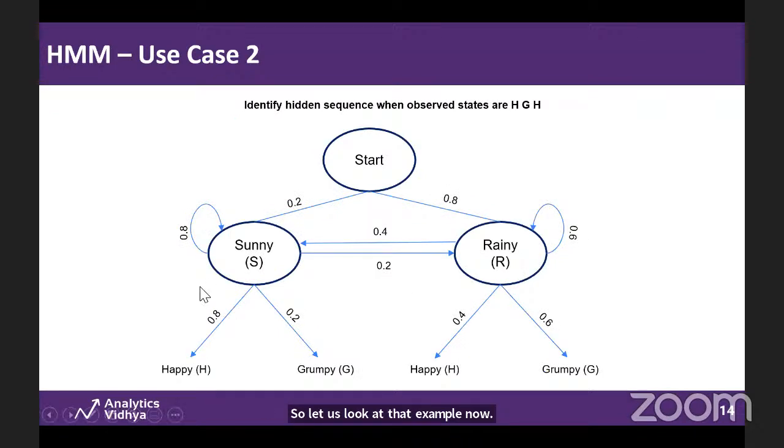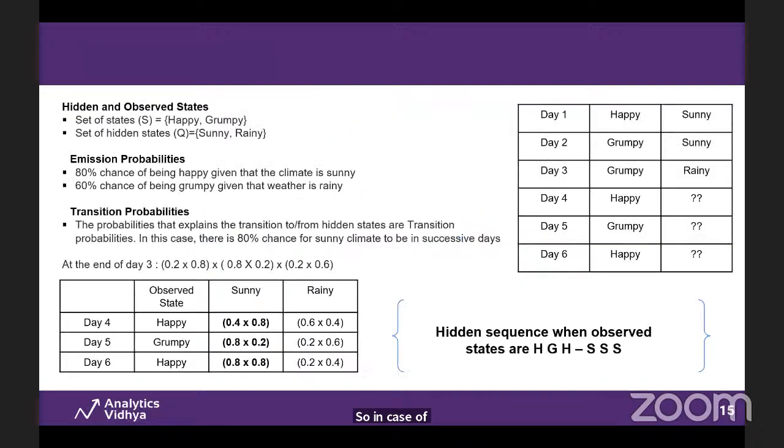In case of use case 2, what we are trying to do is, I have a set of observed sequence and I have a set of hidden sequence. Given the observed sequence, what is going to be my hidden sequence? This is what we are trying to achieve. I will try to explain this with an example. We have recorded the weather conditions for 3 consecutive days and also its impact on a person's mood.